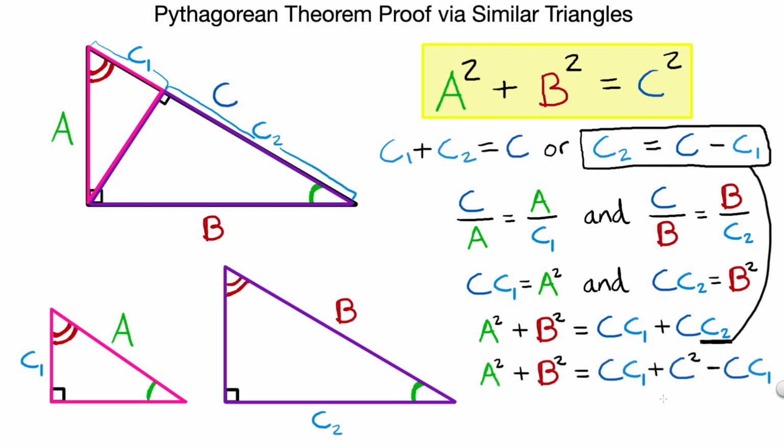If you do that and distribute the c term, we will get c c1 plus c squared minus c c1. Something very nice about this is that these c c1 terms will cancel, and we will be left with the very familiar Pythagorean theorem: a squared plus b squared equals c squared. And there you have it. That is the Pythagorean theorem proof using similar triangles.